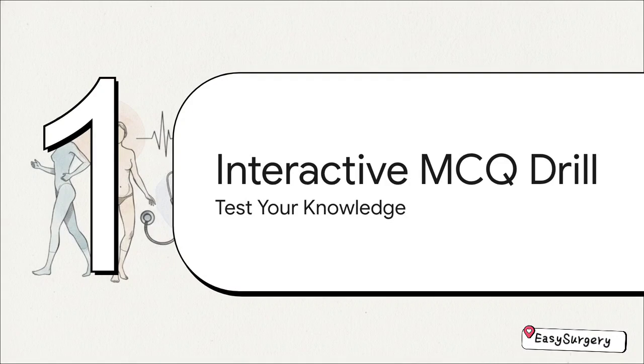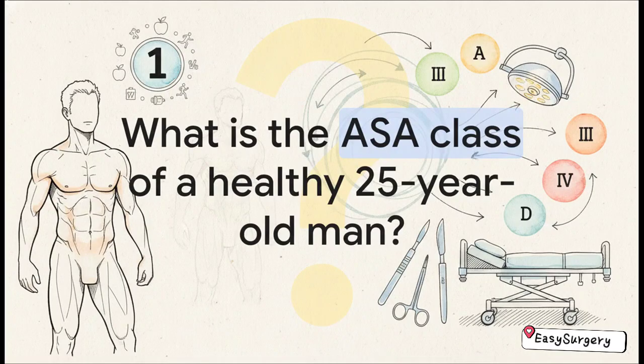Okay, Section 5. Let's do an interactive MCQ drill. Question 1. A healthy 25-year-old man is scheduled for an elective inguinal hernia repair. Is he A, ASA 1, B, ASA 2, C, ASA 3, or D, ASA 4? Read the vignette carefully and lock in your answer for this healthy 25-year-old.